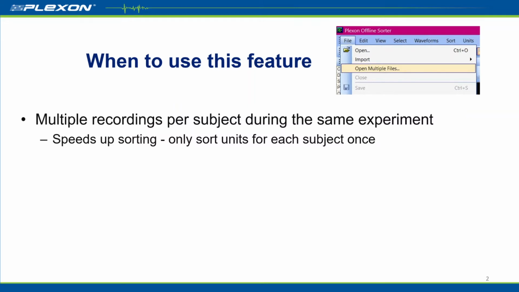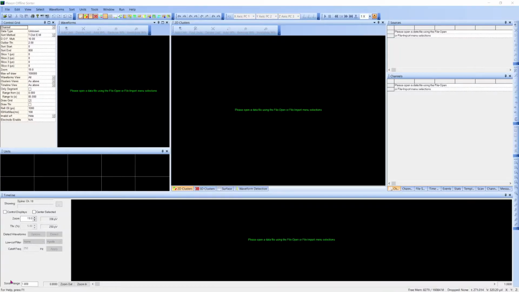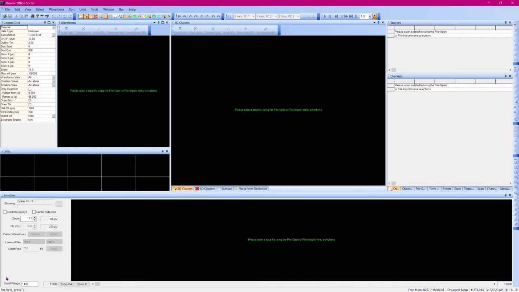As an added benefit, using this feature speeds up the sorting process since you only have to sort data for each animal once. Another instance where this feature may be helpful is if a session or group of recordings was saved in multiple data files, but you want them in a single file. This may have occurred due to the interruption of your recording or intentional pauses between recordings. Let's look at an example of using the Open Multiple Files feature.